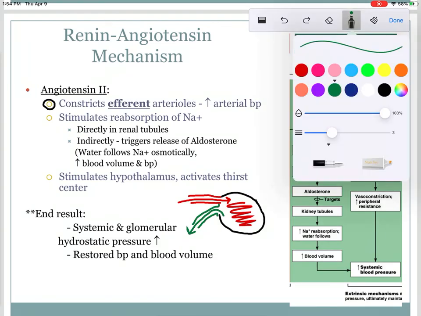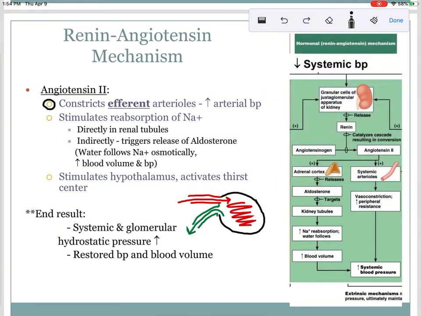E for exit. So if we constrict the efferent arteriole, instead of it being nice and wide, now the efferent arteriole is narrower. When we constrict a vessel, what does it do to pressure? If we constrict a vessel, we know that constriction will decrease flow.